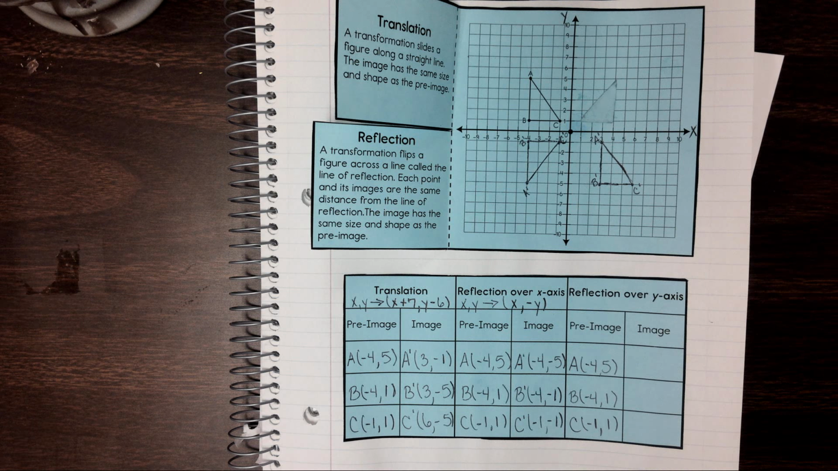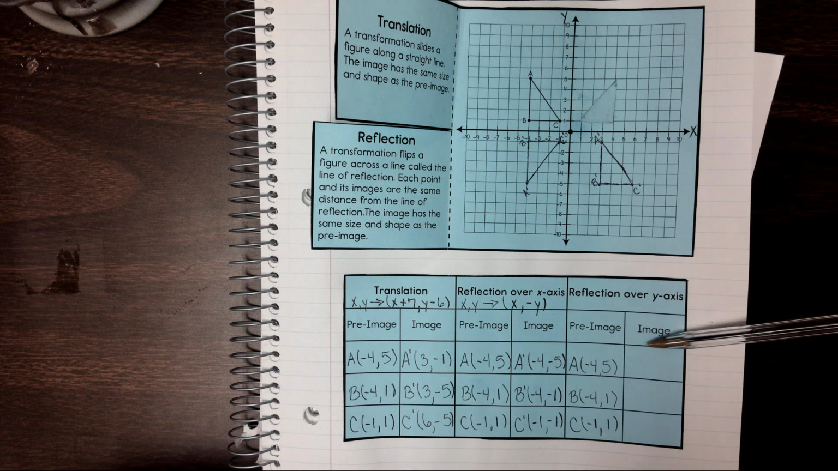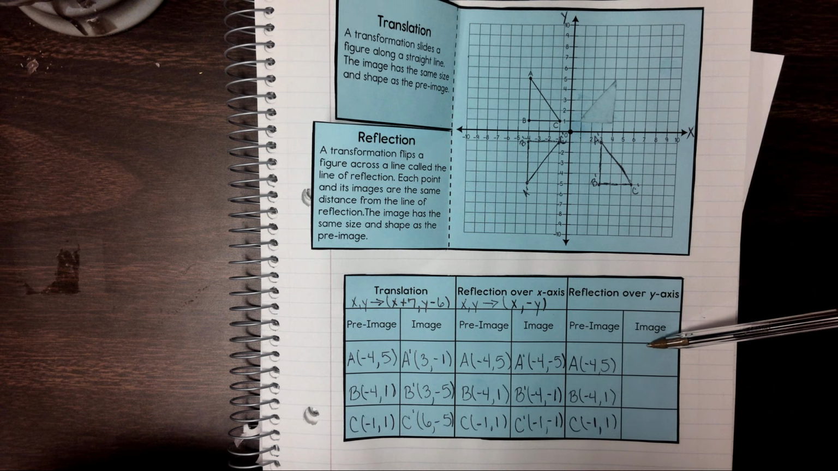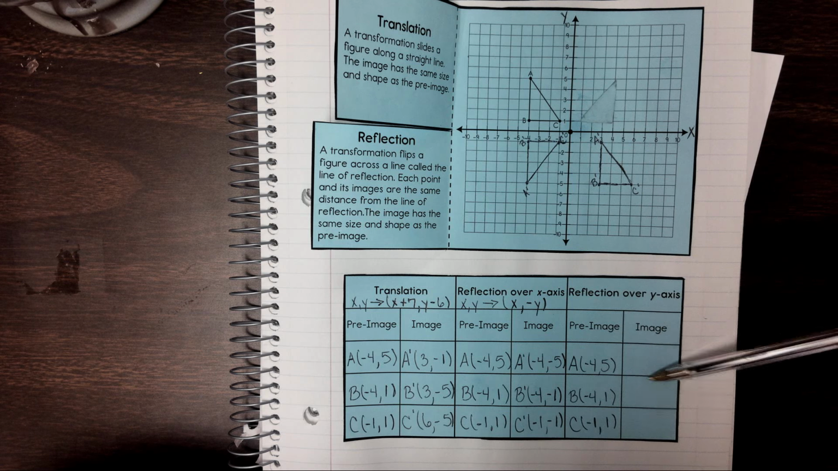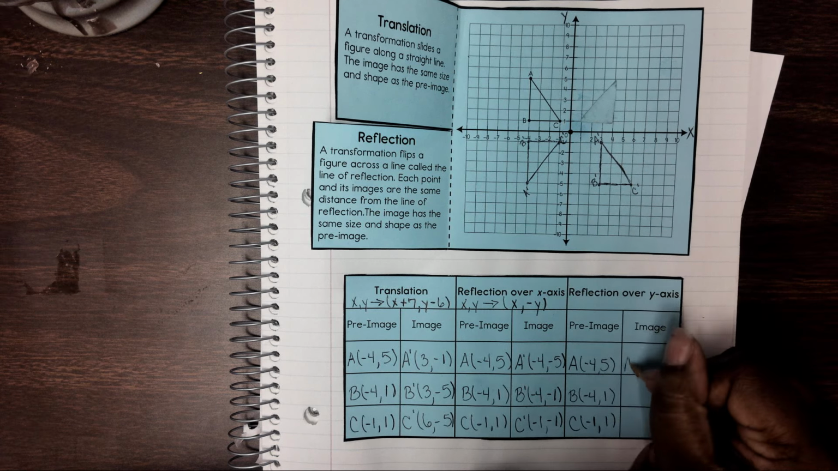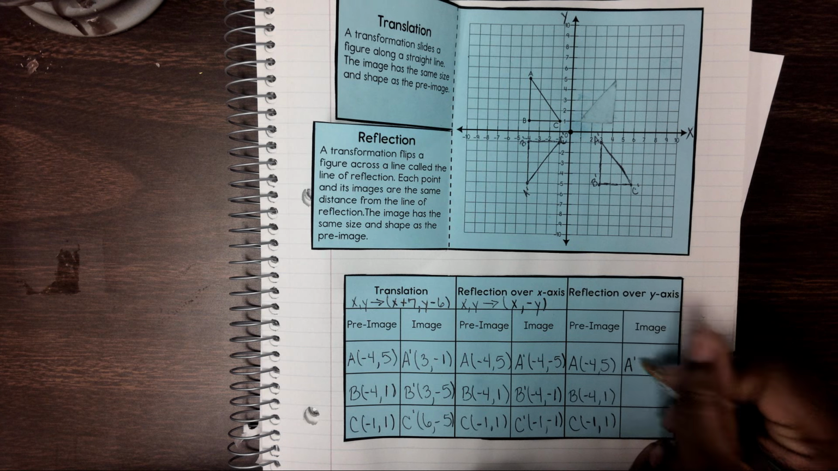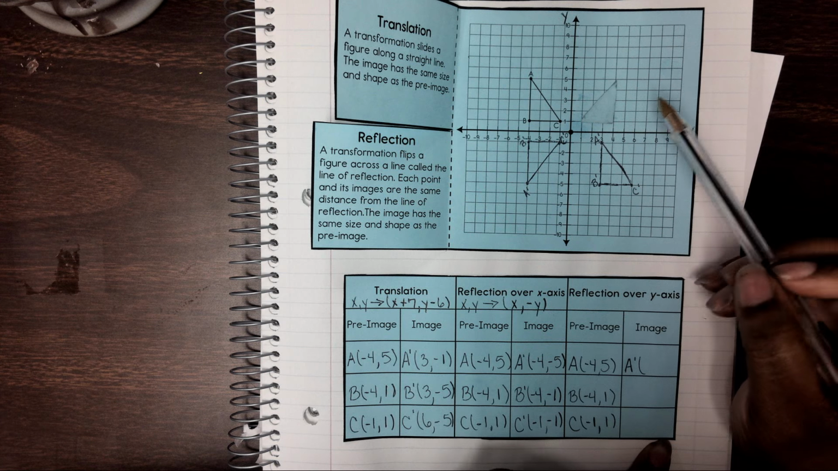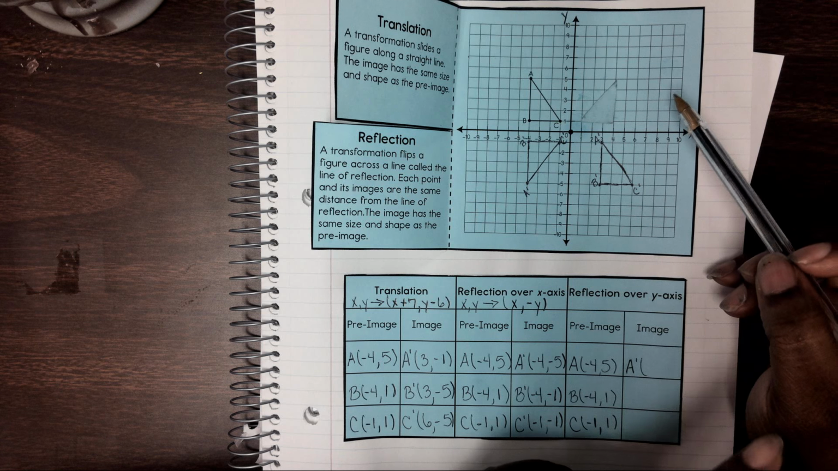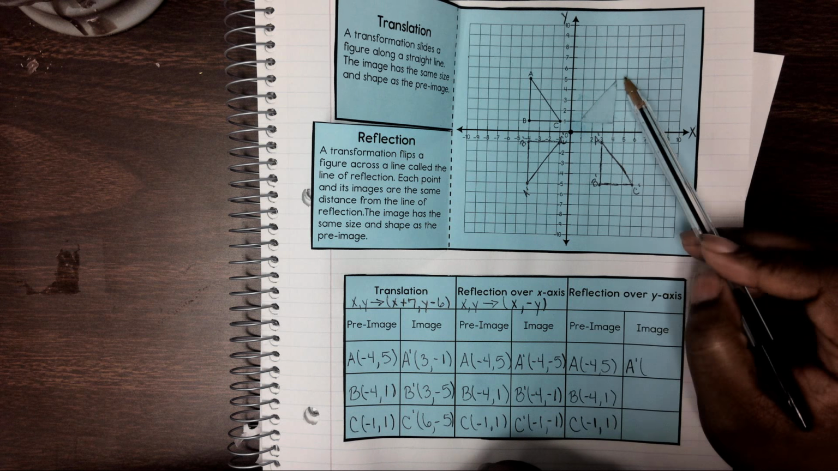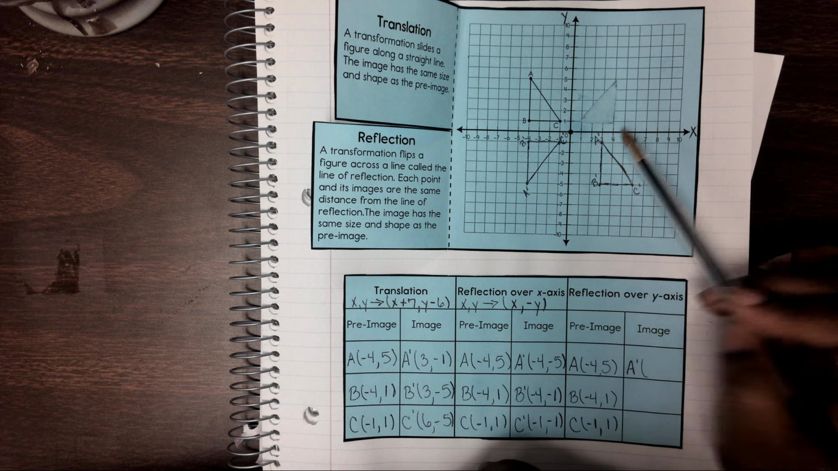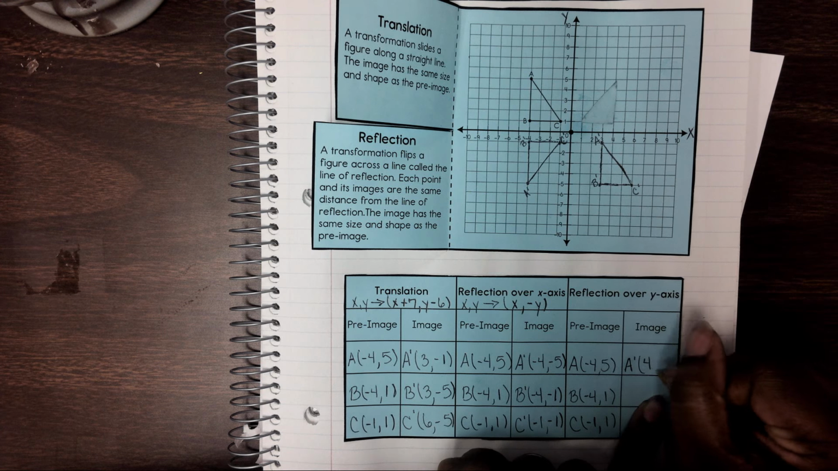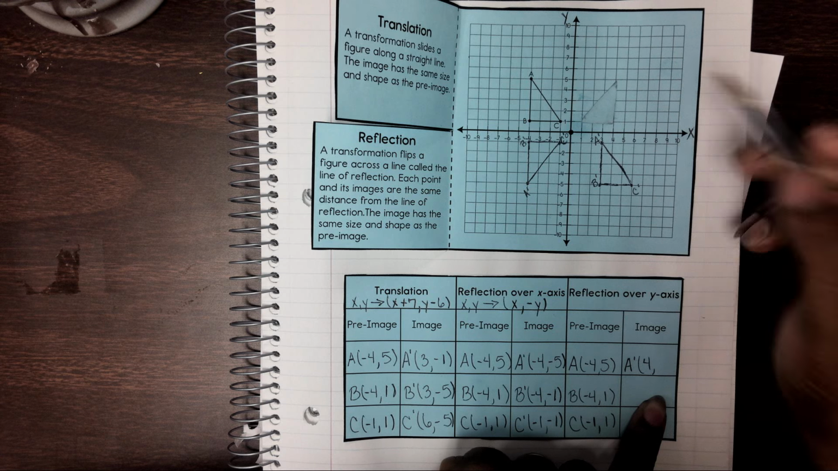Alright, so at this point, what we're going to do is write our new ordered pairs for our new figure, okay? So A prime, ordered pair. First off, we have to make sure that we know our location. So A prime is up here at the top, and that is going to be positive 4, comma, positive 5.